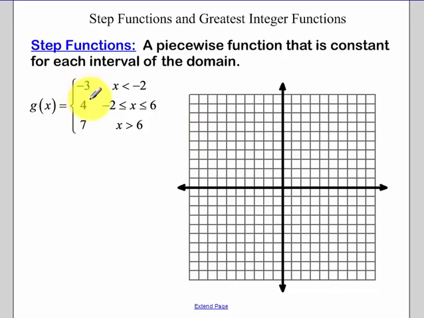So we're at y equals -3 for x is less than -2. So I go to that point right there, open circle, all the way to the left. And then I'm at +4 from -2 all the way over to 6. And then I'm at 7, there's a 4, 5, 6, 7, for x is greater than 6. So that's a step function. Kind of looks like steps.